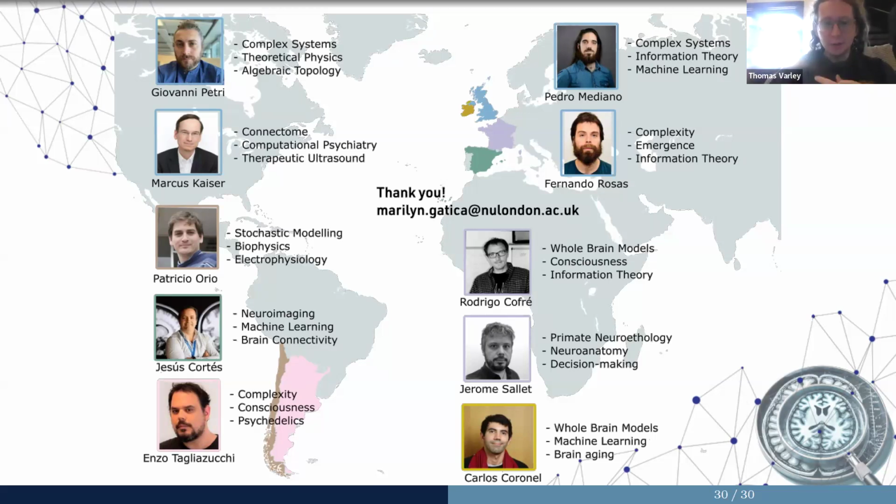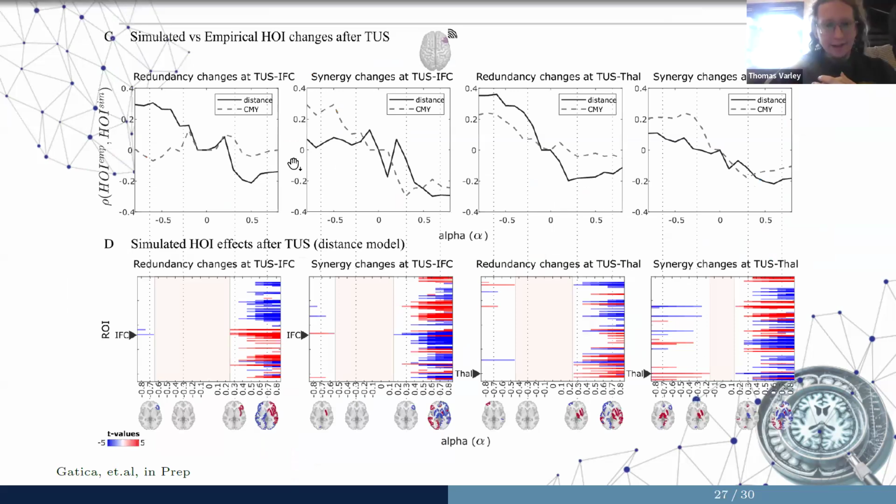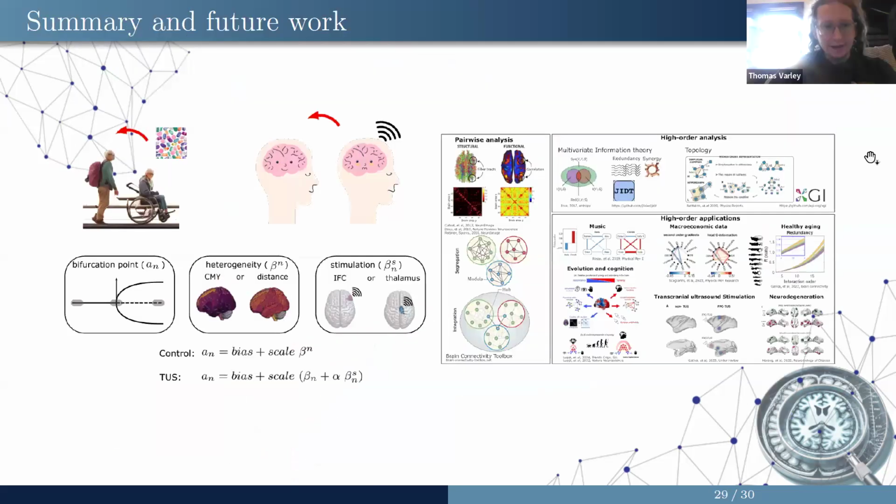Thanks for the talk, Marilyn. It's always cool to see what you're working on. Could you go back one slide to the bifurcation? Yes. So the bifurcation point in your Hopf model. Forgive me if I missed this, but did you find any relationships between synergy and proximity to the bifurcation point? I know there's a lot of interest in linking synergy to ideas of criticality and these kinds of phase transitions. Did you do that analysis at all?